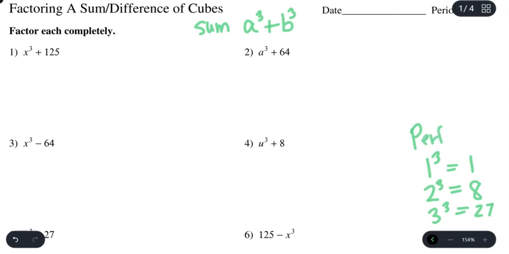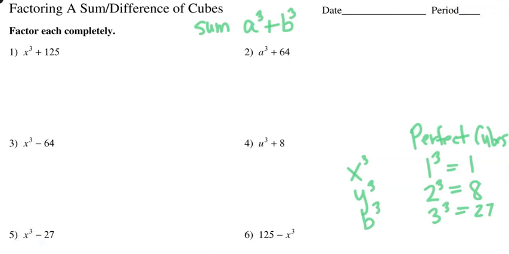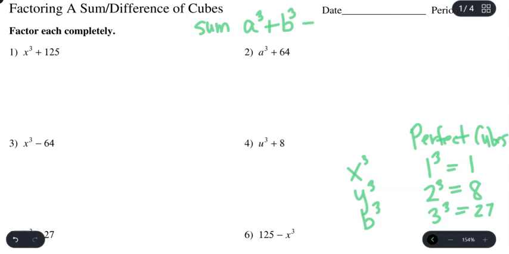And so we want to look for perfect cubes before we determine our factoring. Again, variables can be perfect cubes. X cubed is a perfect cube. Y cubed is a perfect cube. B cubed is a perfect cube because their roots are all x, y, b. They're all whole numbers. So when we have a sum of cubes, your first factor is going to be a binomial that's basically your cube roots. So a is my cube root of a cubed, b is my cube root of b cubed. So that's your first factor.